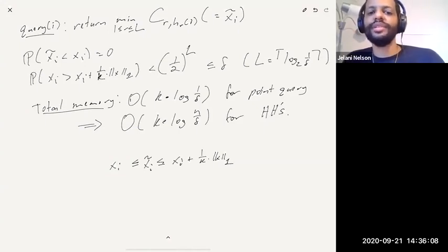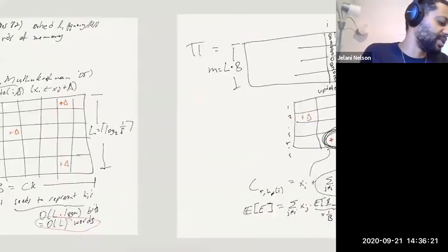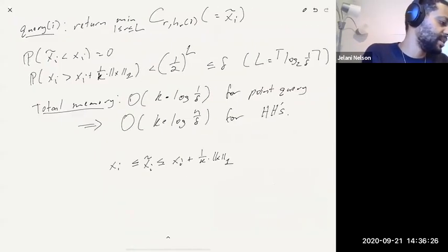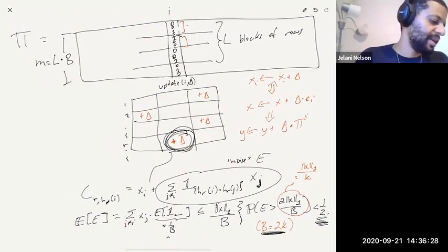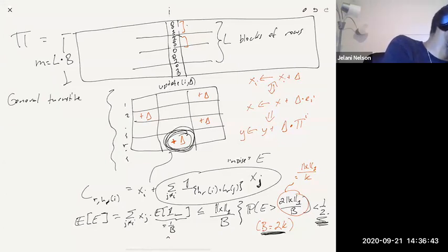Now, let me ask you a question. Let's say that I'm not in strict turnstile, but in general turnstile, which means that entries of x can go negative. Does anyone see a simple fix to all of this to solve the general turnstile case? In general turnstile, what I care about is the magnitude of the difference.